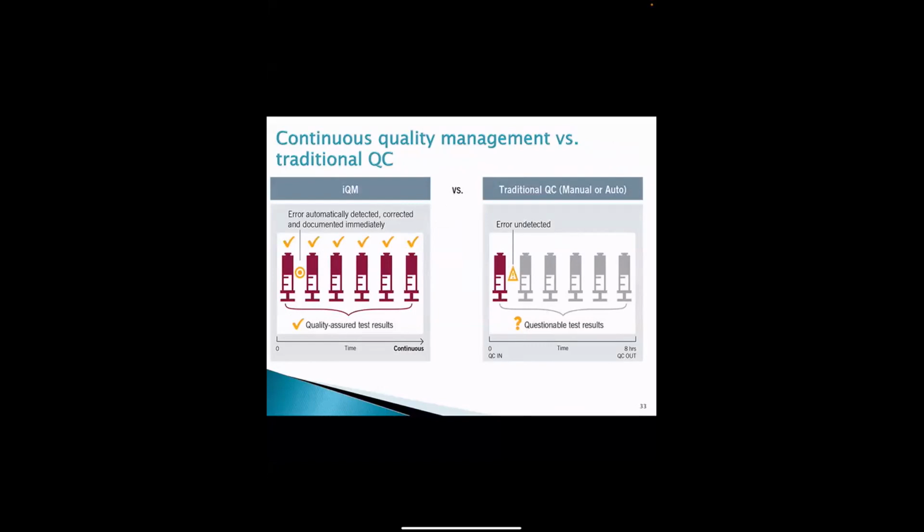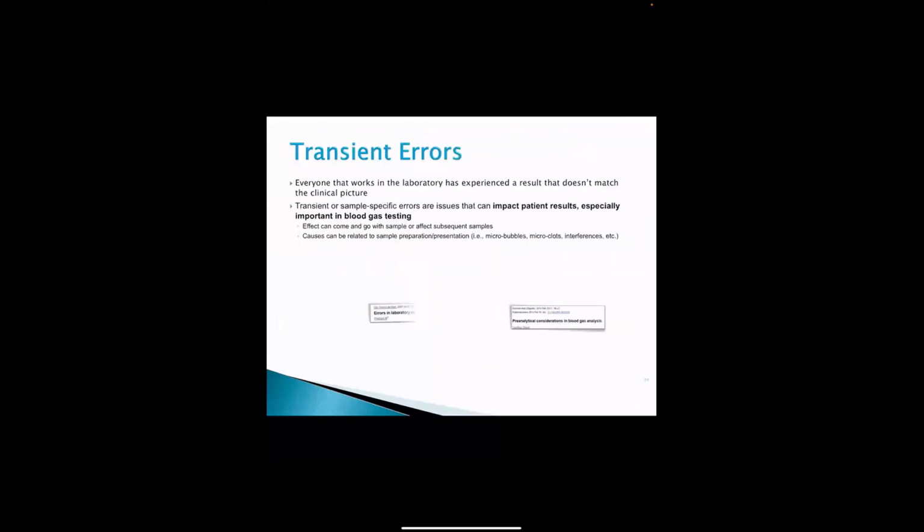In the IQM, as you can see here, the errors are automatically detected, corrected and documented immediately, which will ensure the quality of the results. On the other hand, in the traditional quality control, either manual or automated, there is a chance for error outside of the window of the quality control, which is not detected.